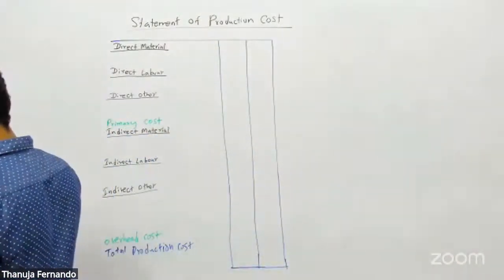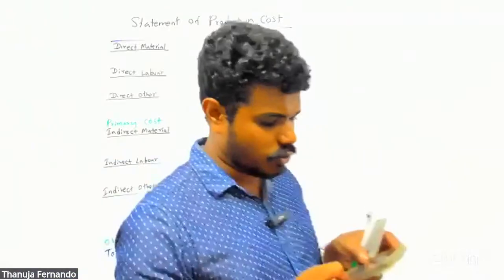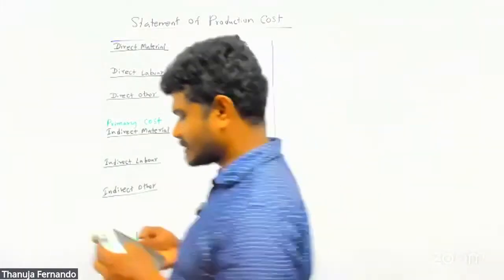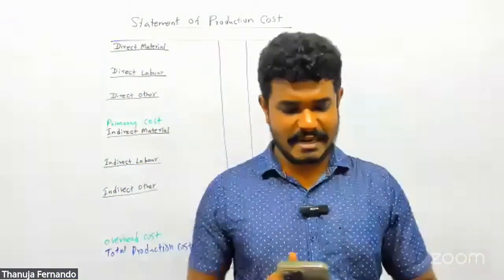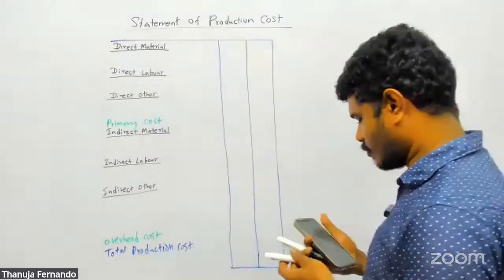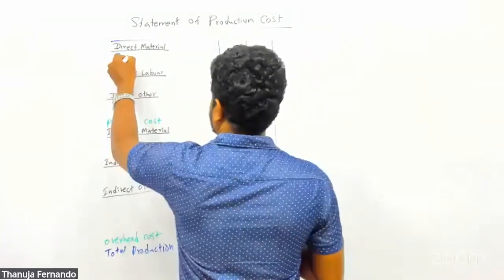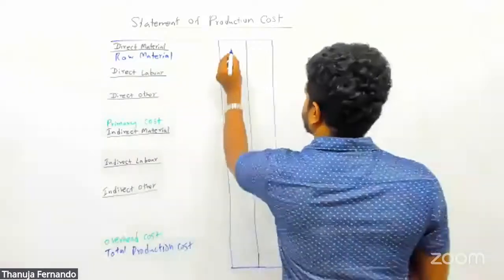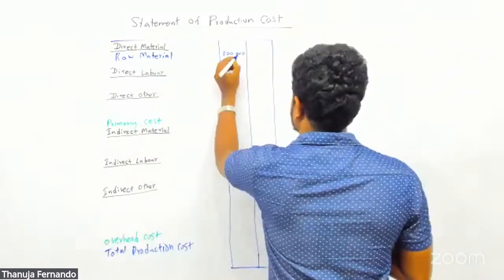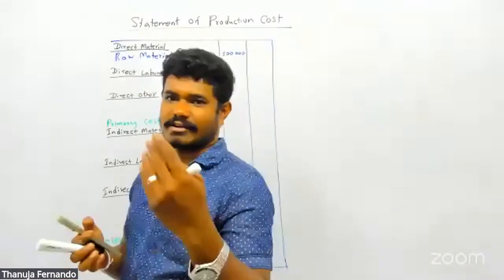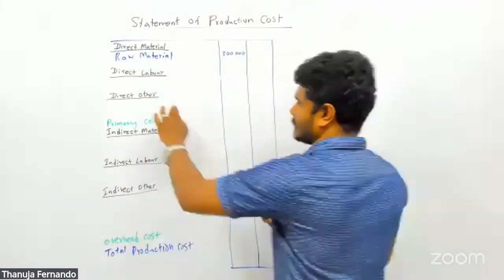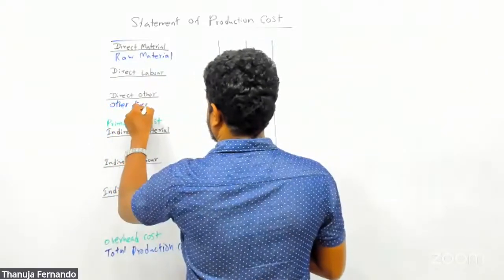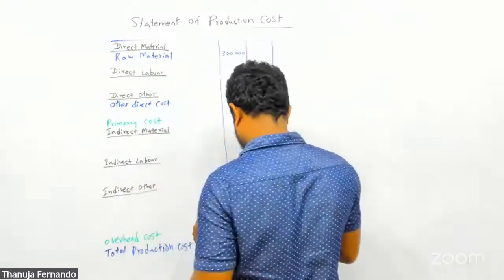You are provided with the following cost information for March 2019 for a tile manufacturing company, right? First one, purchase of raw material. Raw material is direct material, right? Then raw material, how much? 300,000. Next one, other direct costs. They have clearly mentioned other direct costs. Then it means direct other, direct cost. How much? 50,000.